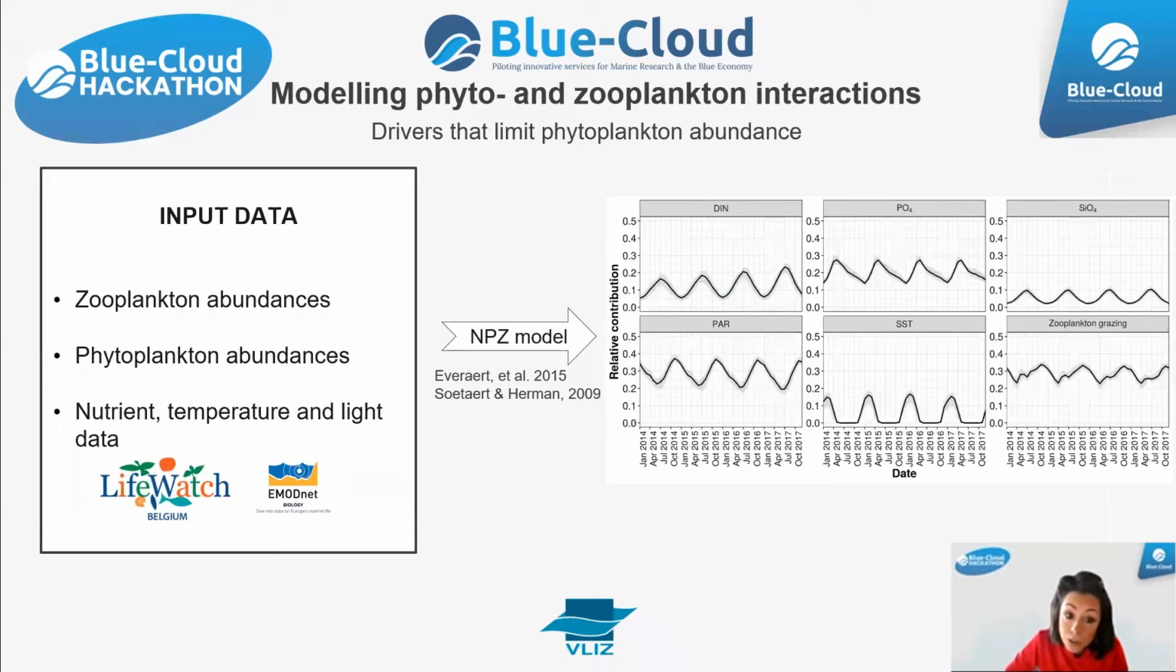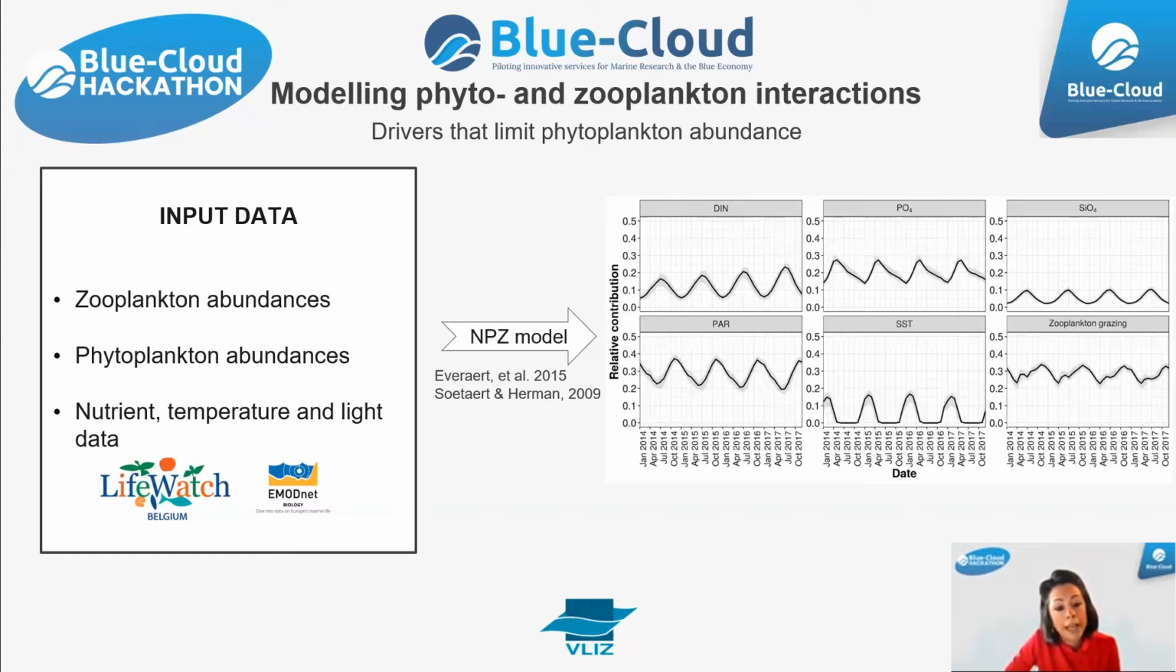Now, the last product is a model which we're calling the model of phyto and zooplankton interactions. It helps us to understand what are the drivers that limit phytoplankton abundance. Here we're using as well a set of input data, which consist of zooplankton and phytoplankton abundances and environmental data: nutrients, temperature, and light. All this data can be accessed from LifeWatch Belgium and EMODnet Biology, as well as in Blue-Cloud.